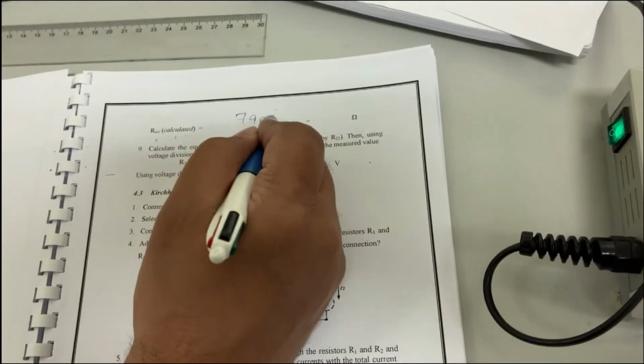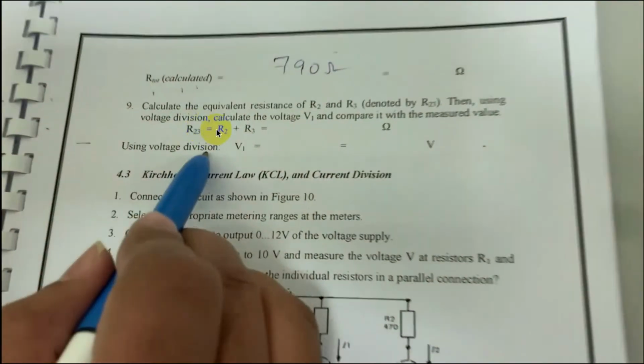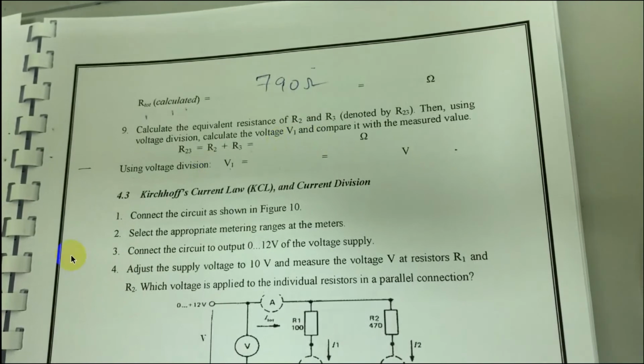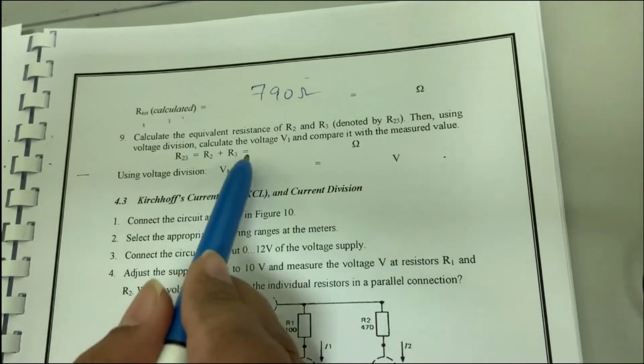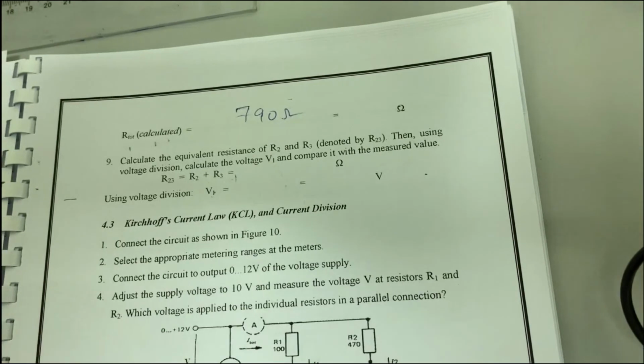So here R calculated is 790. Just write R23 equals 220 plus 470. Just do this and apply the voltage divider. We have seen the formula here.